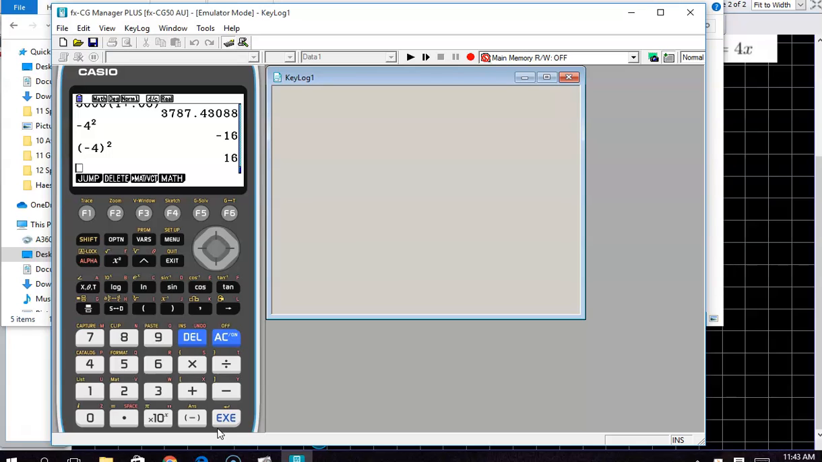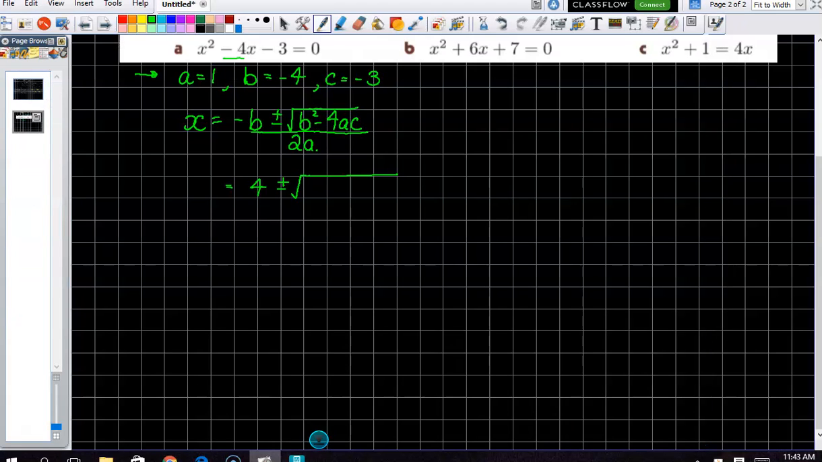I personally don't ever even bother. I just know when I square a negative, I get a positive answer. So I just put 4 squared in. Your call, but I swear I will catch you and I'll make you do 10 push-ups. Seeing as I can't even do 1, but anyway. So I'm going to put 4 squared minus 4 times. See, I don't even put minus 4 squared. Why? Because I know it's going to be a positive answer.